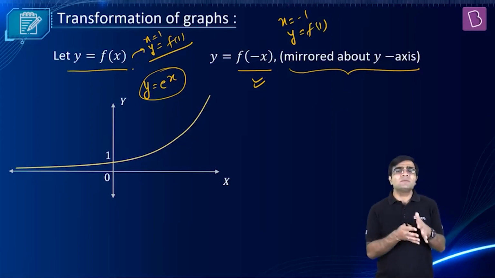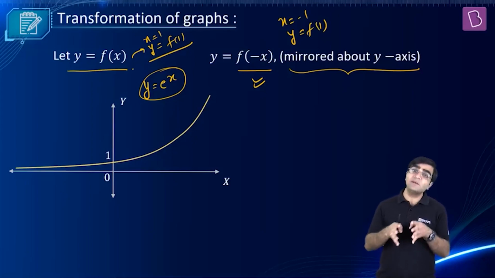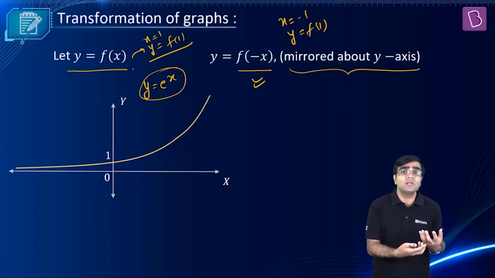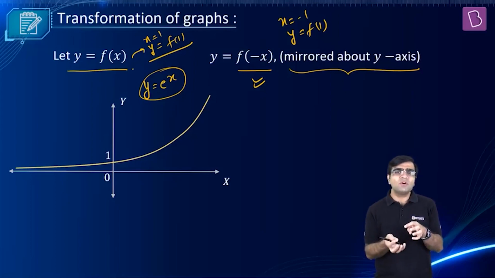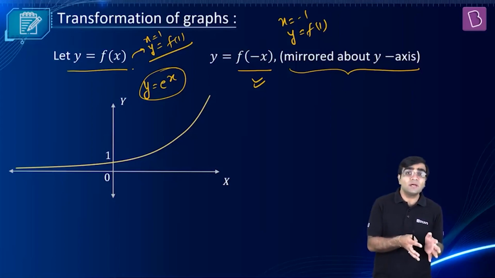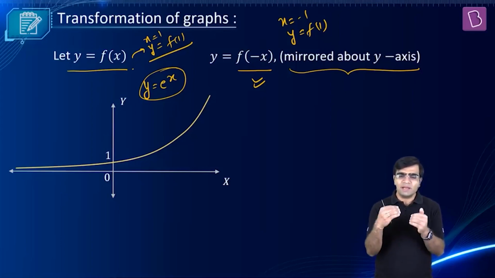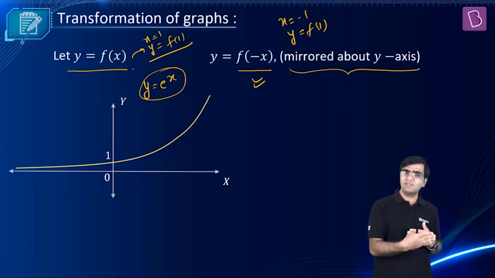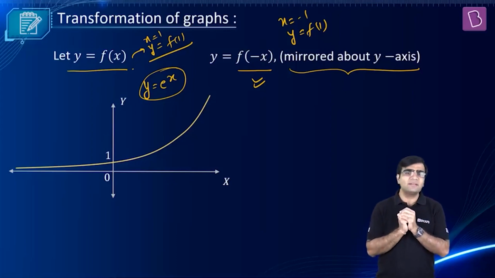The value which was achievable at x equal to 1 will now be achievable at x equal to minus 1. Similarly, the value which was earlier achievable at x equal to 2 will now be achievable at minus 2. So the values I was getting for positive x, I'll now be getting for negative x, and vice versa. Whatever I was achieving on the positive x-axis will now be achievable on the negative x-axis. That clearly means I have to take the mirror image with respect to the y-axis only, right? All right, so let's quickly see that.